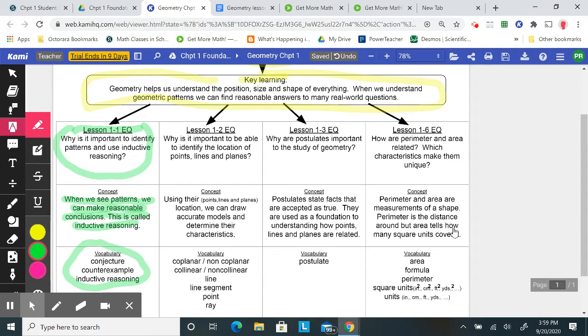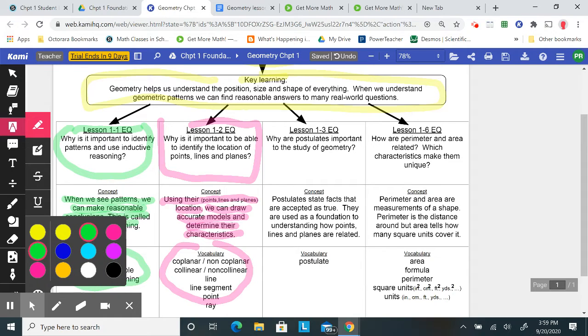Now the next lesson, lesson 1-2, it states, why is it important to be able to identify the location of points, lines, and planes? And the answer to that is using their location, we can draw accurate models and determine characteristics of those shapes that we're going to be looking at. The vocab for this lesson is coplanar, non-coplanar, collinear, non-collinear, line, segment, point, and ray.